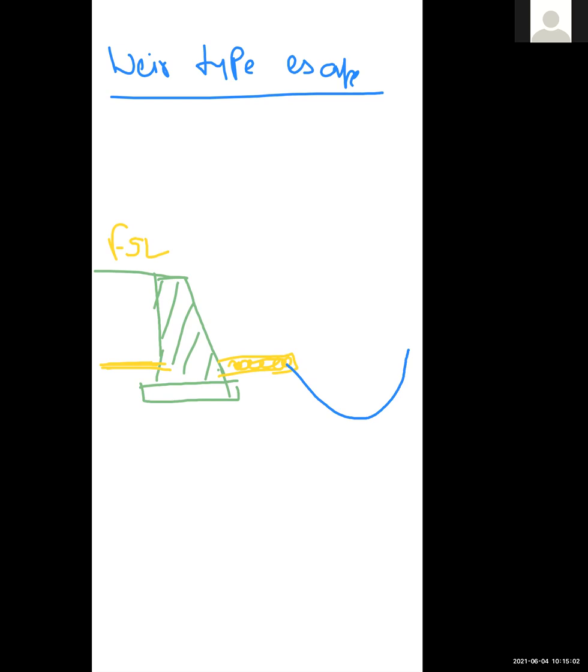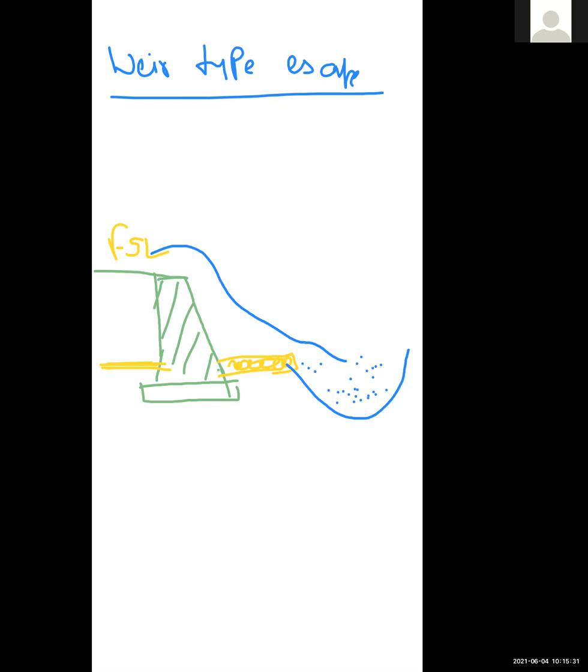So the flow through the FSL crosses these weir crests and then mixes into the flow through the escape canal and into the natural drain. This is the natural drain. Water flows in this way.